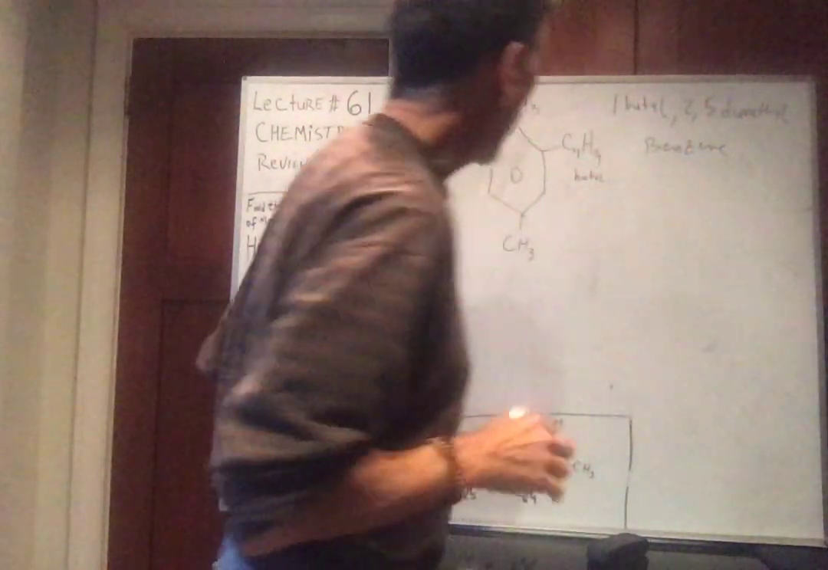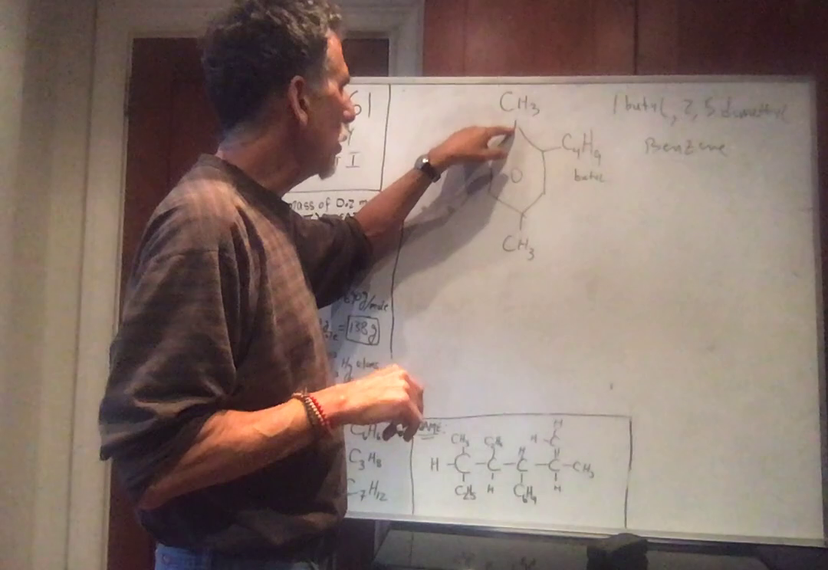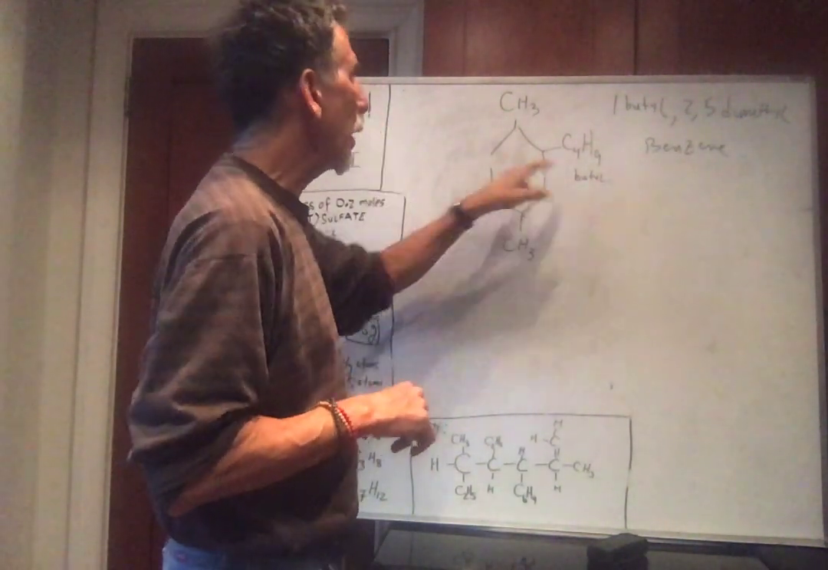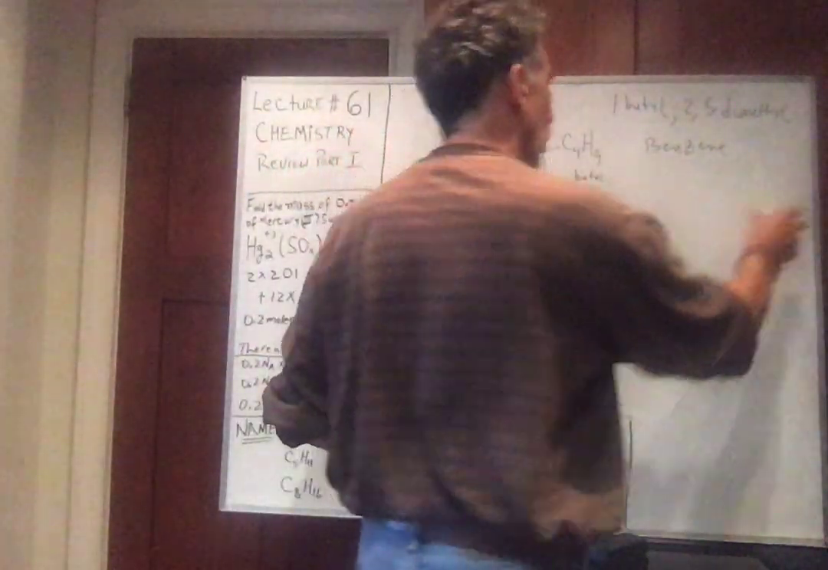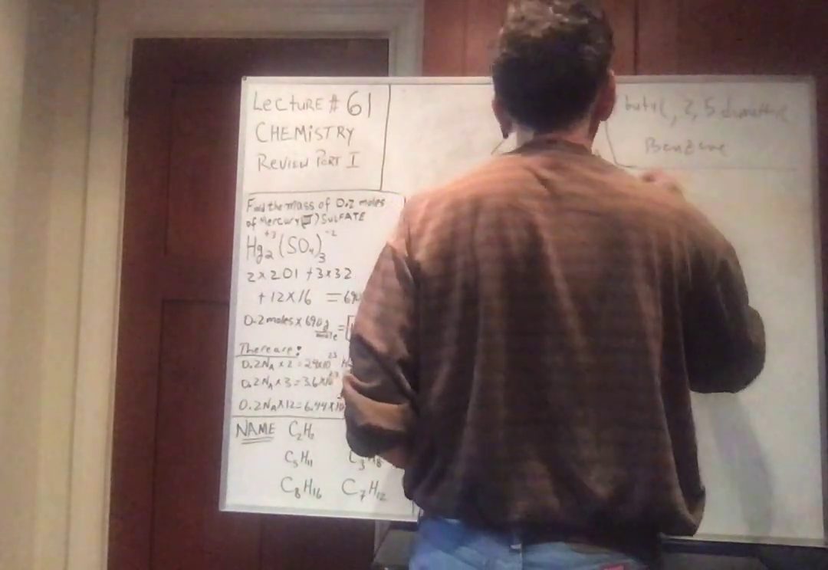So let's say this again. There's my butyl on carbon 1. Methyl is on carbon 2, 3, 4, 5. So it's a 2,5 dimethyl. Okay, that looks good. What else can we call it? Well, we can call it toluene.